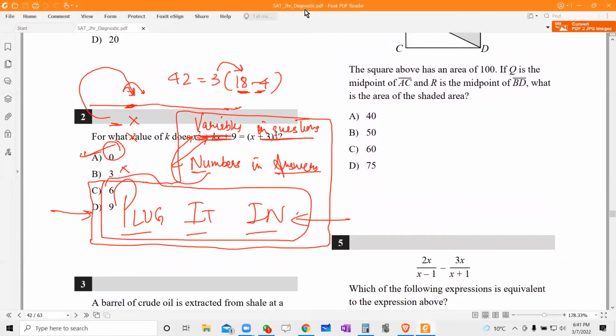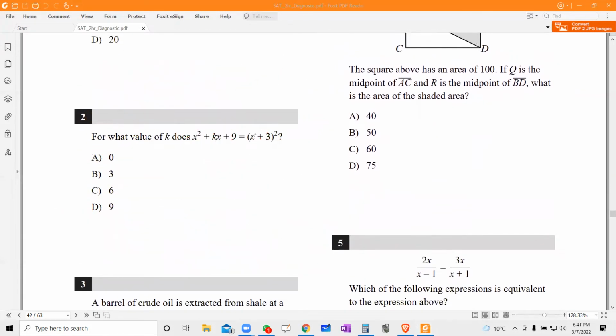Okay, so question number 2. Let's discuss question number 2. What did you do for 2? What answer did you get for 2? Honestly, for 2, I kind of guessed. I put 6. You put 6, and that was correct.